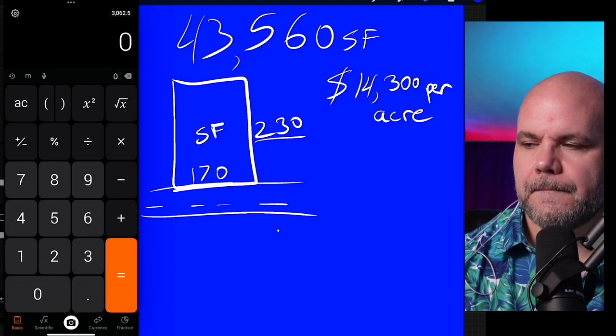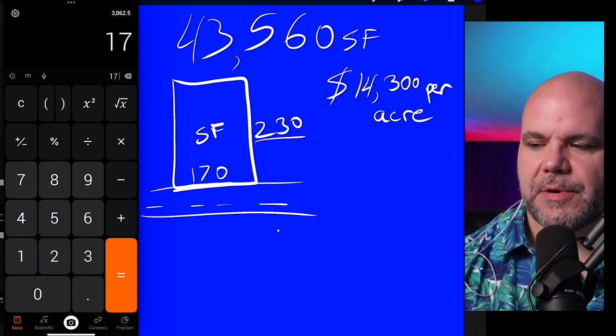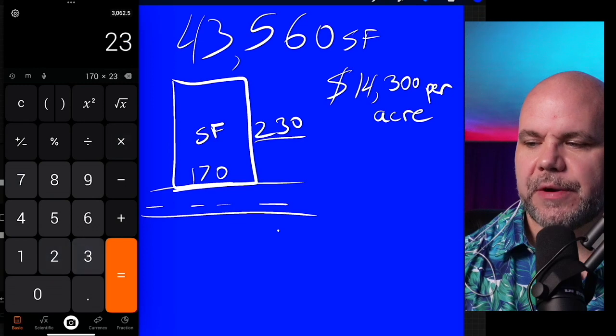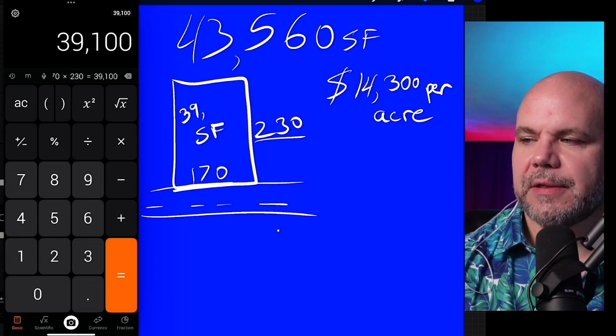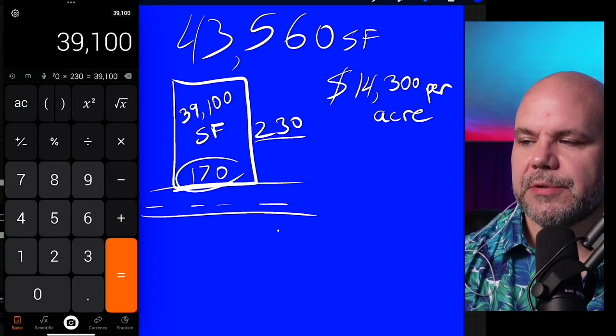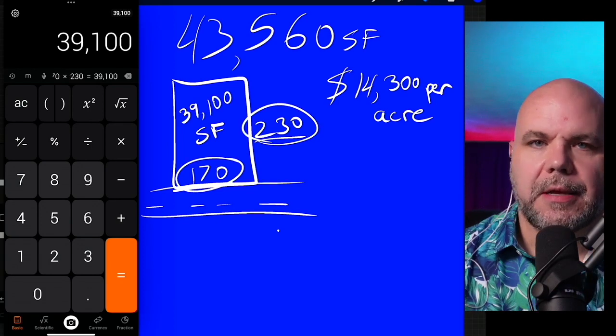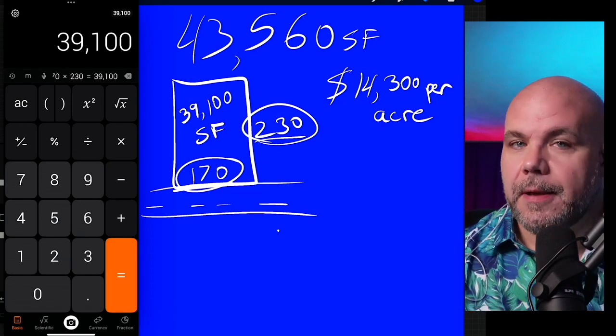You multiply the 170 and the 230. That's right. Turn those dimensions into the square footage. How many square feet is this lot? It's 39,100 square feet, 170 times 230. So now we know the square footage of the lot.